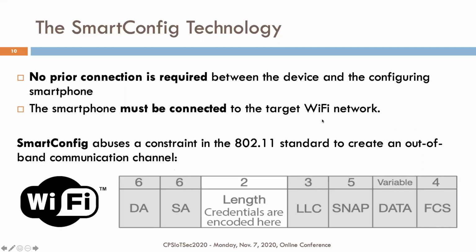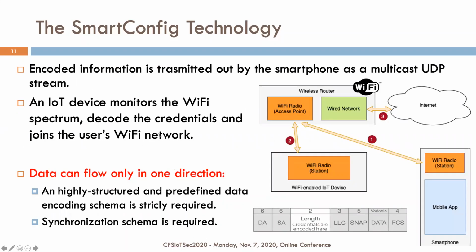SmartConfig exploits the requirement to transmit both the source and destination addresses, as well as the length value of each Wi-Fi packet as plain text, either on open or on protected Wi-Fi networks. This constraint is used by the SmartConfig family to create a covert channel and circumvent the Wi-Fi encryption. So it is able to transmit data even towards an associated wireless station. Packets are transmitted as multicast UDP streams, where packets are constructed in such a way as to have the proper lengths. On the other side, the IoT device must monitor the Wi-Fi spectrum, grab those packets, decode them, and join the Wi-Fi network.